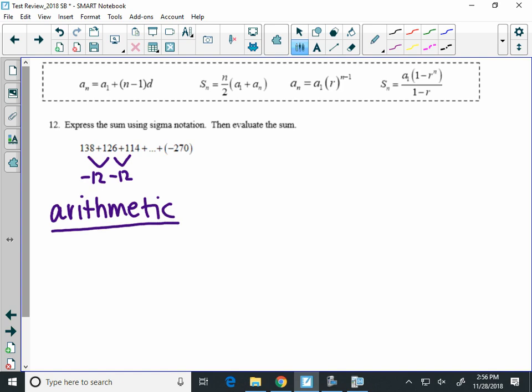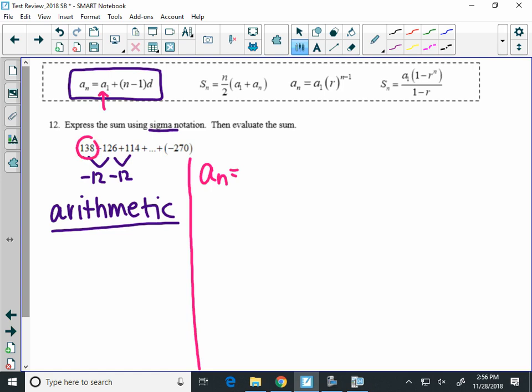Right? So since this is arithmetic, I need to write the equation in sigma notation. I need my arithmetic sequence formula, because I need to come up with an equation for the sequence so that I can put that next to the sigma in my sigma notation. So I'm going to write my equation. A sub n equals. We need the first term, which here is 138, plus or minus our common difference of 12 here, times n minus 1.